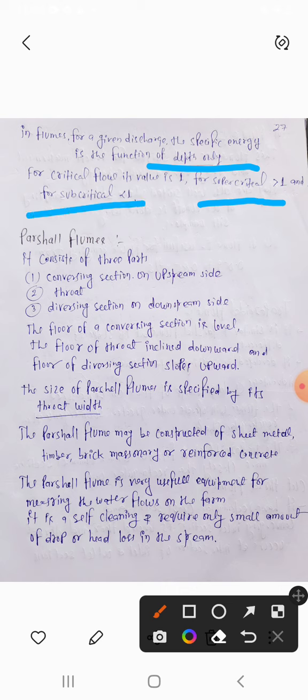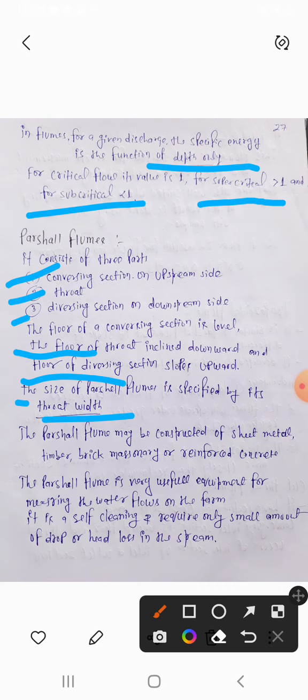So now come to Parshall flume. Actually, it consists of three parts. As you know, first is a converging section on the upstream side, and second is the throat, and third is a diverging section on the downstream side. The floor of the converging section is level, the floor of the throat is inclined downward, and the floor of the diverging section is sloped upwards. The size of a Parshall flume is specified by its throat width, which is an important point.